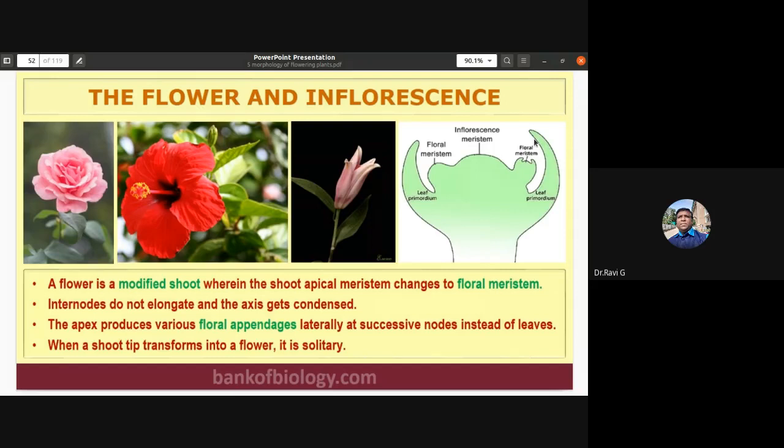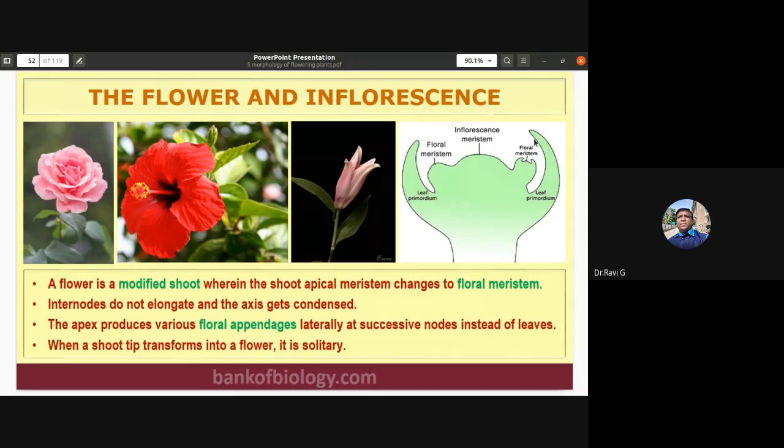Sepals, petals, androecium, gynoecium. They're all the various floral appendages that arise instead of leaves. In a stem meristem, it would have been a leaf, but here you notice there are floral appendages arising instead of leaves. Those are calyx, corolla, androecium, and gynoecium. That is sepal, petal, stamen, and the pistil.